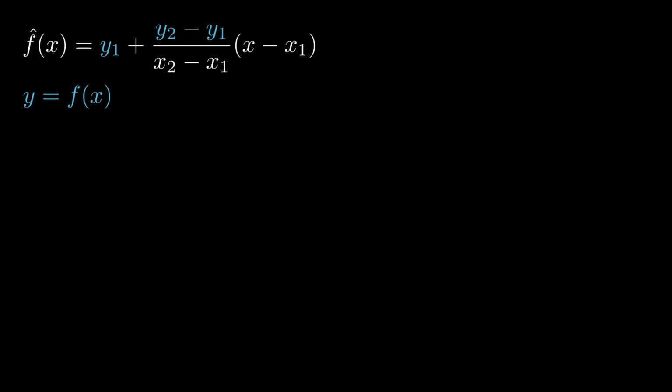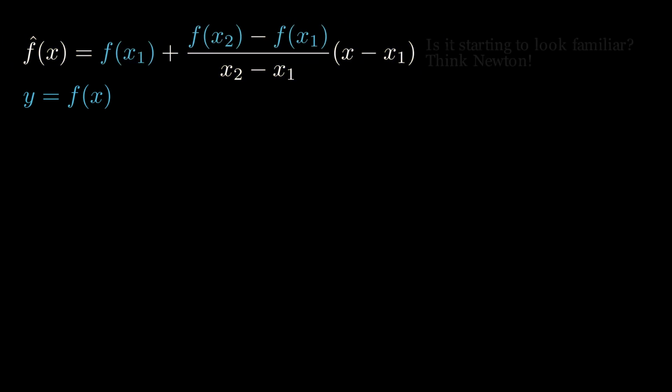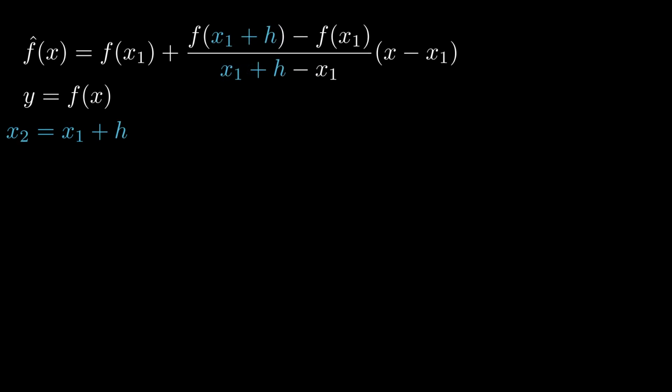Let's start by substituting f of x for y in the 2-point form. Now, it'd be nice if we had some way to reason about how good our approximation is depending on our choice of x1 and x2. But thinking about changing two values at the same time is kind of complicated, and it would be nice if we could somehow get rid of x2. What if we rewrote it in terms of x1? Let's say x2 equals x1 plus h, where h is some distance. We are still thinking in terms of two values, it's just x1 and h now.